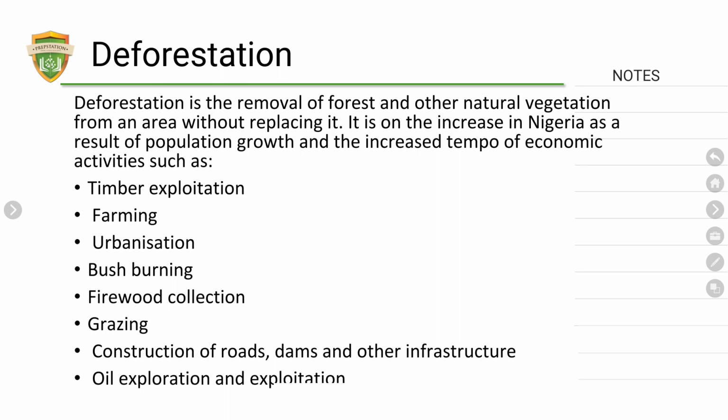Urbanization is encroaching into the forest, causing the cutting down of the forest for urban sprawl. Collection of firewood, grazing by animals, construction of roads, dams or other infrastructure, and oil exploration and exploitation are causing depletion of the forest or vegetation reserve of Nigeria.